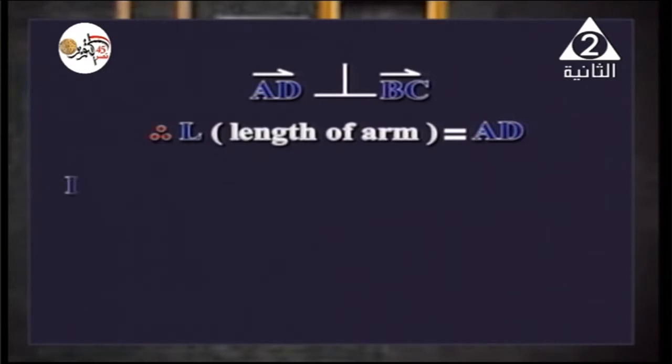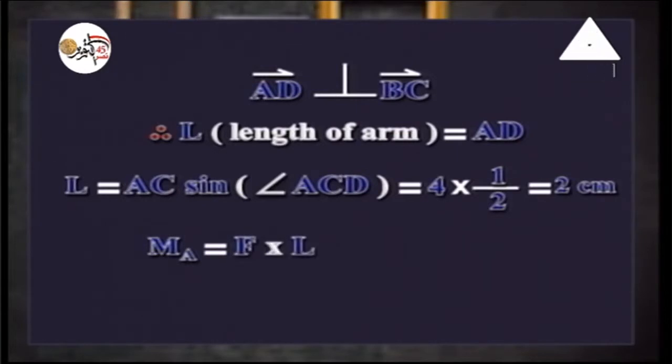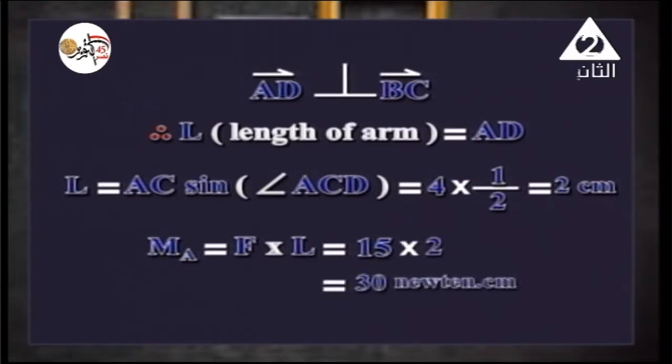AC sine theta equals L. AC sine angle ACD equals 4 times half equals 2 centimeter, so L equals half the length of the hypotenuse, equals 2. What is the moment about A? F times L. What is F? The magnitude of the force. What is L? The length of the perpendicular. Therefore, M_A equals 15 times 2 equals 30 Newton centimeter.